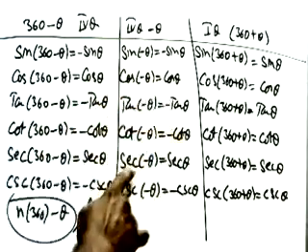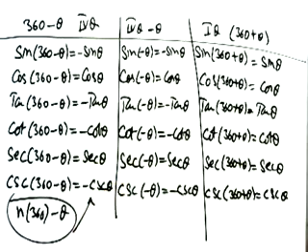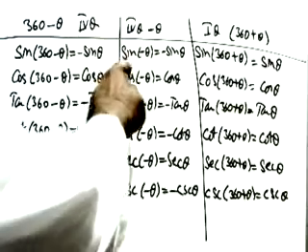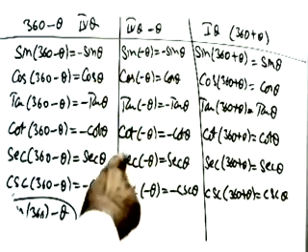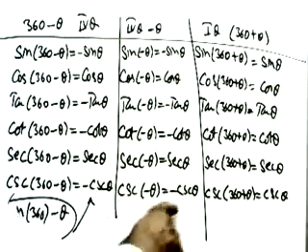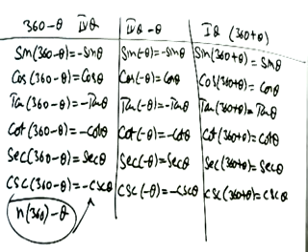So for the fourth quadrant, cos of minus theta is plus cos theta, secant of minus theta is plus secant theta. In the fourth quadrant cosine and its reciprocal are positive. The others are negative, so sine of minus theta is minus sine theta, tan of minus theta is minus tan theta, cot of minus theta is minus cot theta, cosec of minus theta is minus cosec theta.